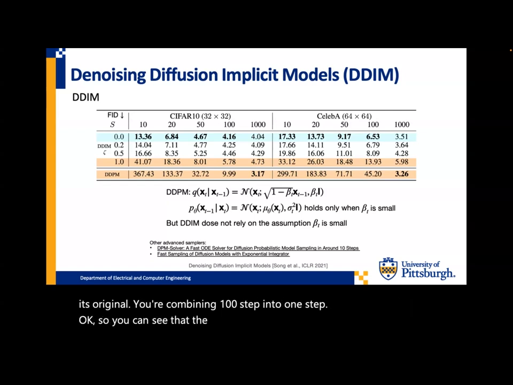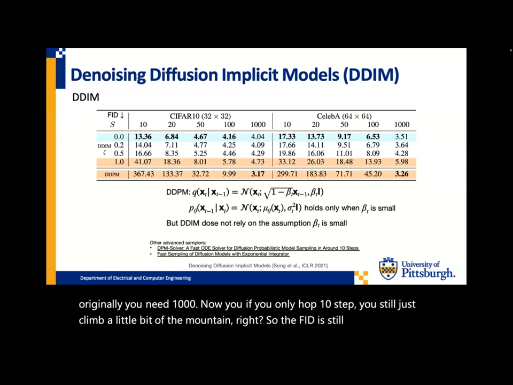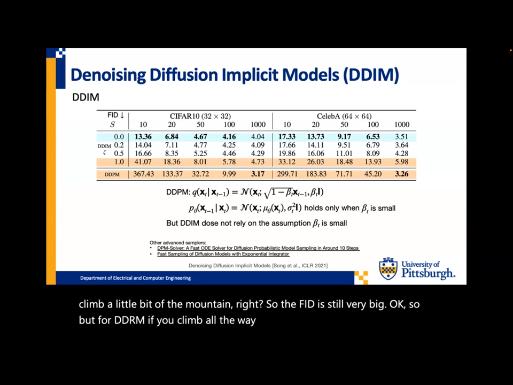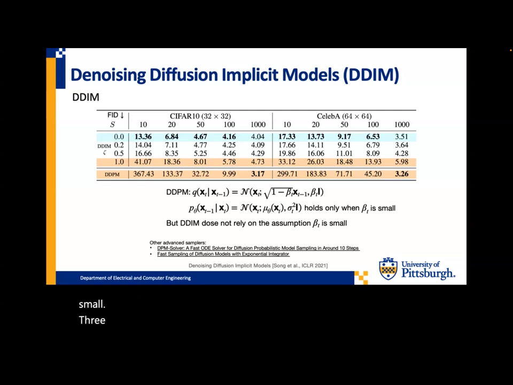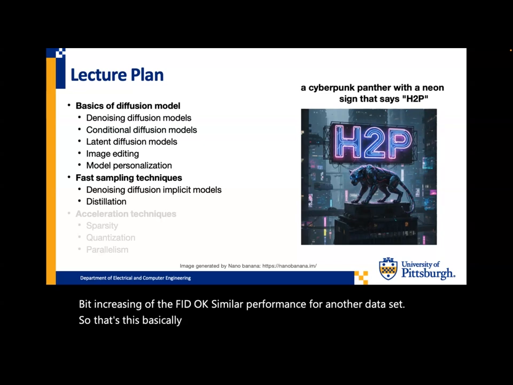So you can see that the FID for this is 30. And for DDPM, because originally you need 1,000 steps, now if you only hop 10 steps, you still just climb a little bit of the mountain, right? So the FID is still very big. But for DDIM, if you climb all the way, 1,000 steps, the FID is very, very small, 3. And for DDIM, if you hop, you have a little bit of increase in the FID. Okay, similar performance for another data set. So basically, you are trying to do multiple steps at a time.